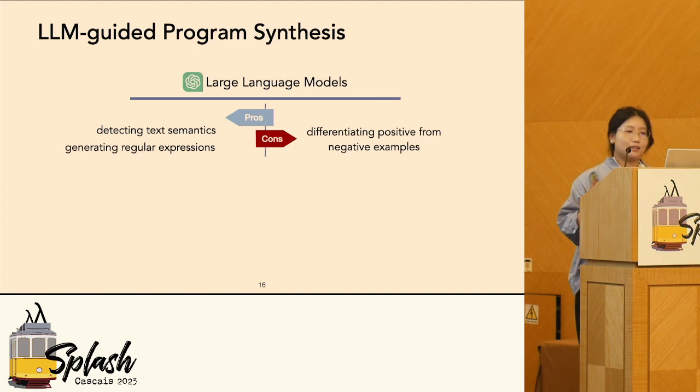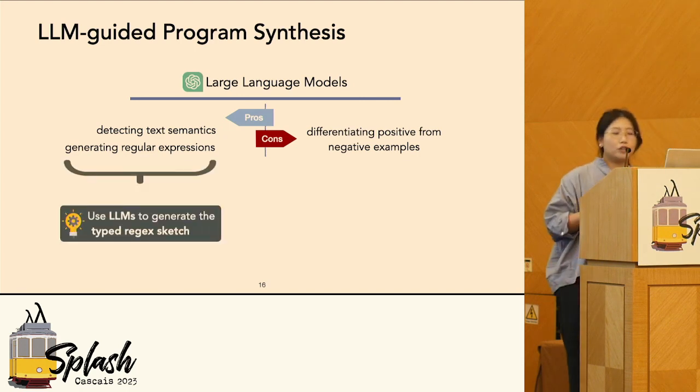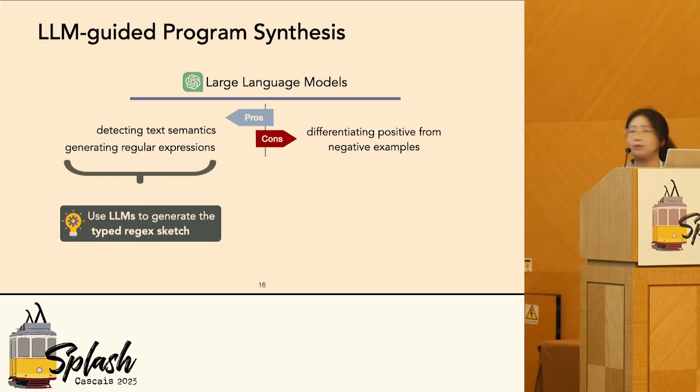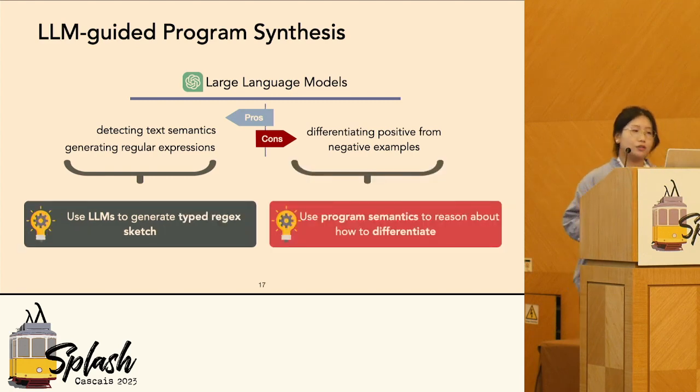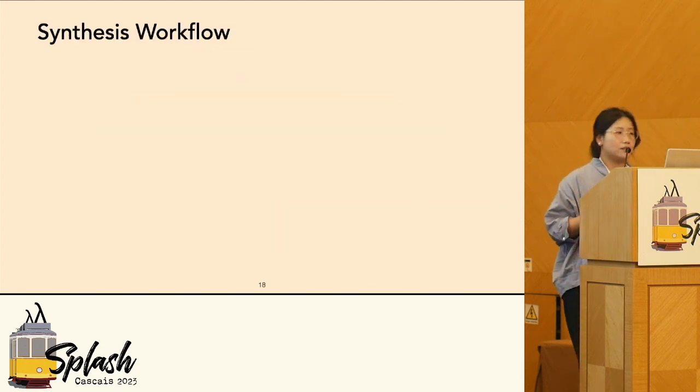So by relying on the pro side of the LLM, the first idea here is to use the LLM to generate what we call a typed regex sketch. Here I show you an example of a typed regex sketch in the context of the motivating example. As you can see, this whole program looks pretty similar to a regular expression, except the holes are annotated with some semantic type. To handle the issue of how we differentiate positive from negative examples, we use program semantics to reason about it. So let's take a detailed look at this synthesis workflow.